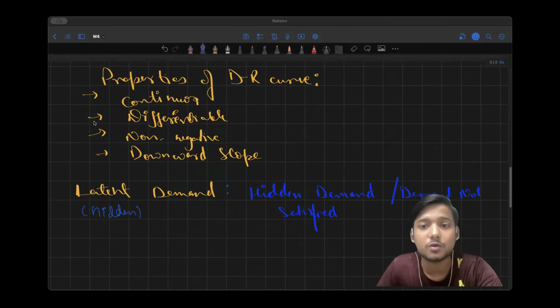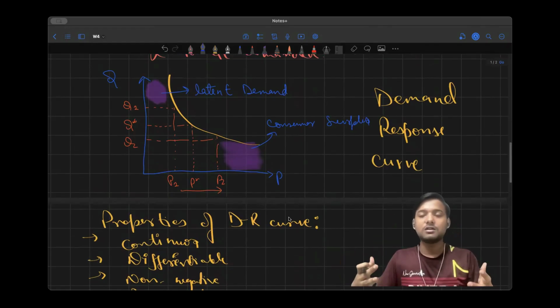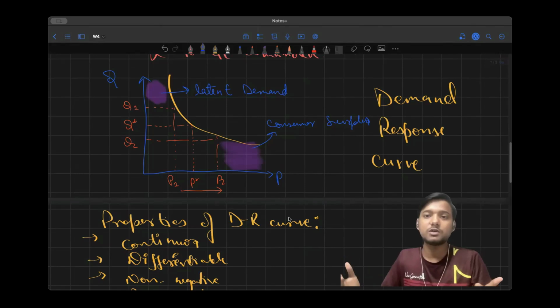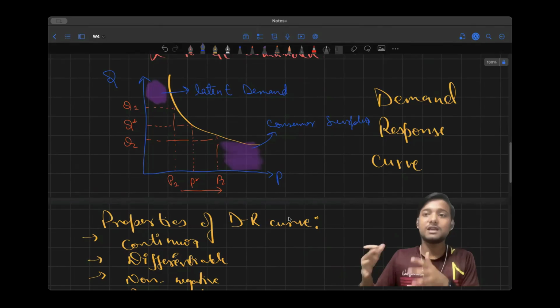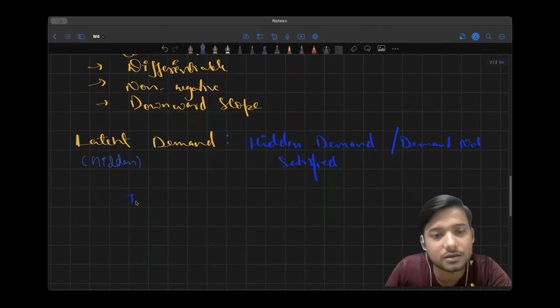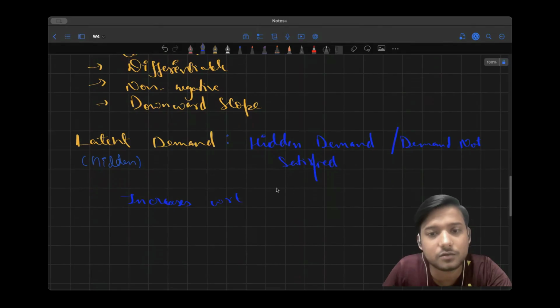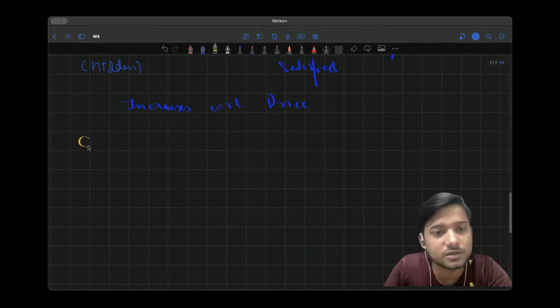Now we need to understand how this latent demand changes with respect to price. So if you realize, if we keep on increasing price, if my pizza price, which was 100 rupees, increases to, let's say, 120 or 150, then whosoever was having even 90 rupees or let's say 110 will not be able to purchase that. So therefore, when we increase the price, our latent demand increases. So this is a very important thing. Latent demand increases with respect to price. Okay. And another one is consumer surplus.